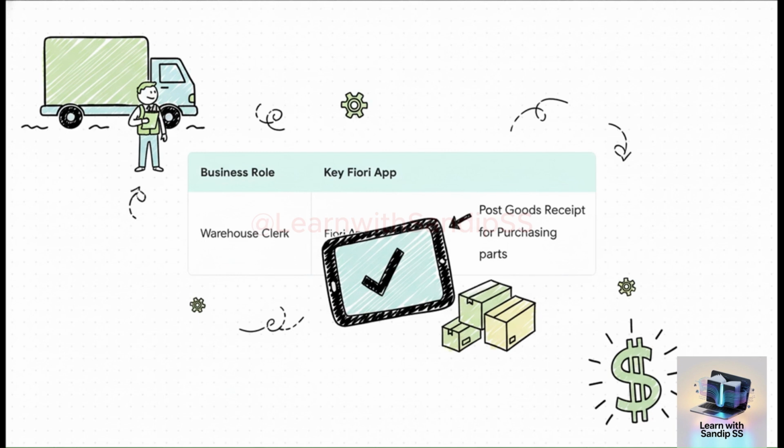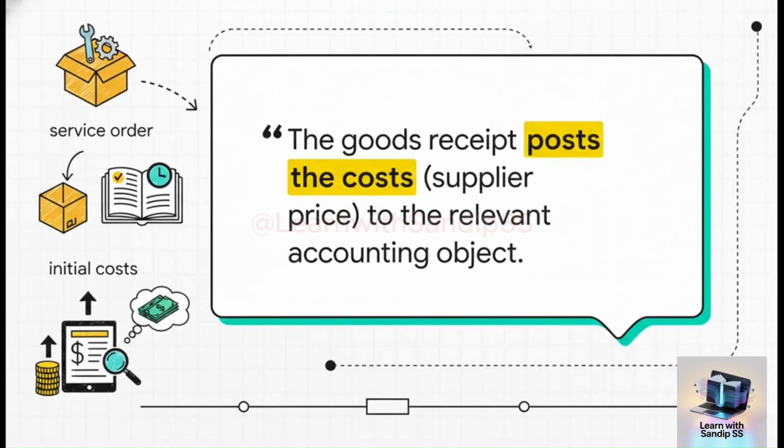Their key job here is to jump into the post-goods receipt app and confirm that, yes, the part has physically arrived. Now, this might sound like just ticking a box, but believe me, it has a huge financial impact. And here's why that step is so important.